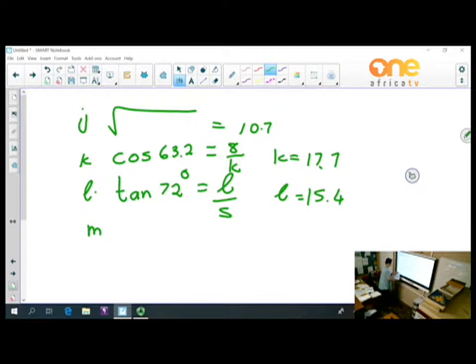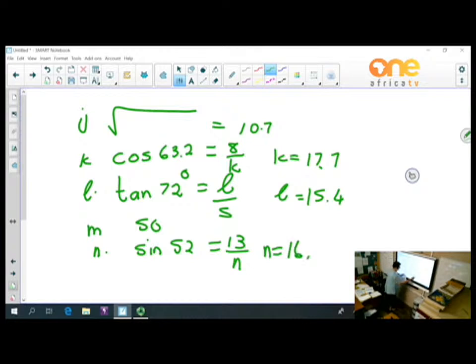M is again Pythagorean. We'll subtract this time. So it's 130 squared minus 120 squared, close the bracket, is equal to 50. Then N, which function now? I would say it's sine again, sine 52, which is equal to 13 over n. Which method? Bottom divide. So 13 divided by sine 52 is equal to 16.5.